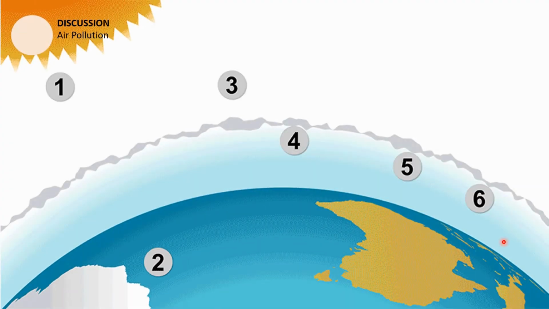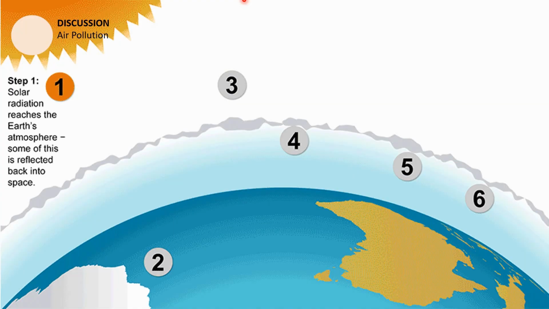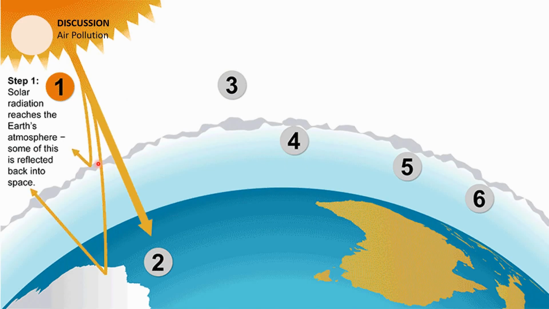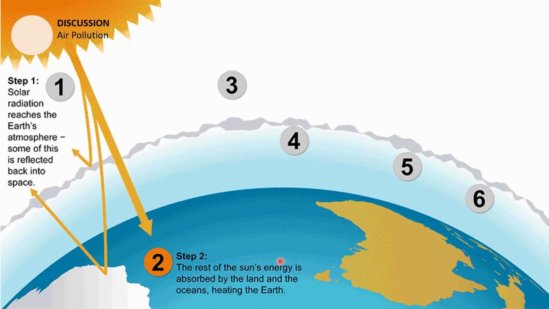Okay, it's actually a GIF. So observe lang. Number 1, solar radiation reaches the Earth's atmosphere. Some of this is reflected back to space. So radiation, some of it back to space. Number 2, the rest of the sun's energy is absorbed by the land and the oceans, heating the Earth. So the rest is absorbed by the ocean and heating the Earth.